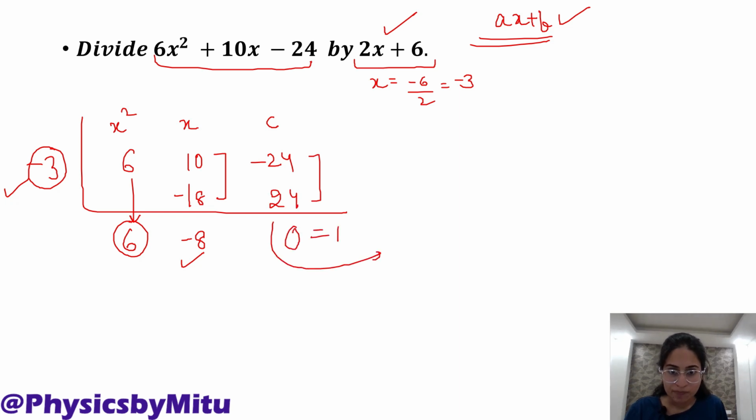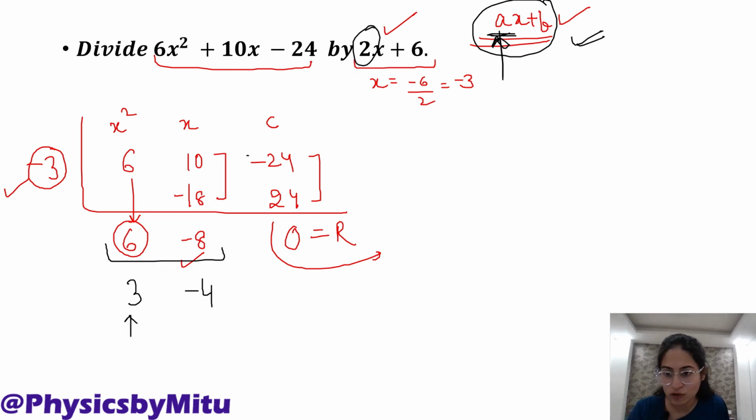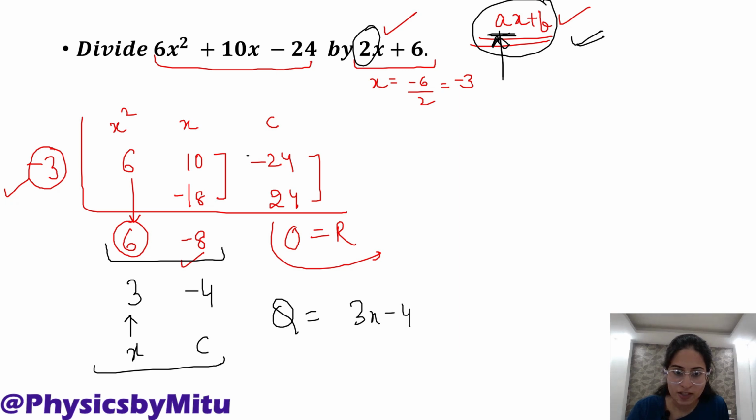दिस इज रिमाइंडर. अब हमें थोड़ा चेंज उसमें क्या करना है? इफ the divisor is of this form ax plus b, तो जो x का कोफिशिएंट है a यानी कि 2, आपको इसको 2 से डिवाइड करना है. ये आया 3, ये आया minus 4. This is coefficient of x and this is the constant term. So your quotient polynomial is 3x minus 4 and remainder is 0.